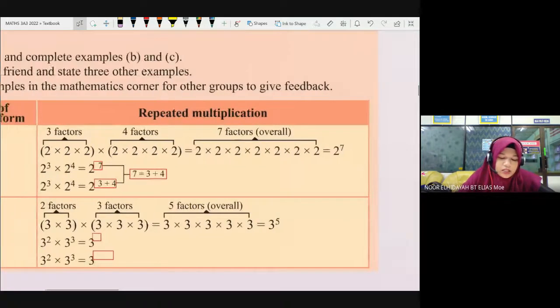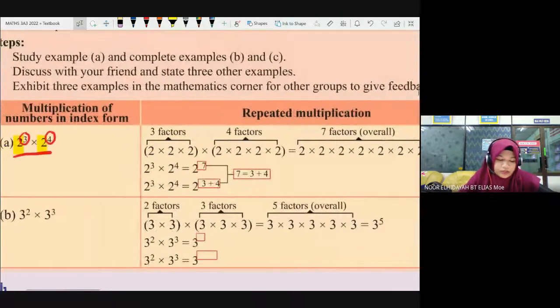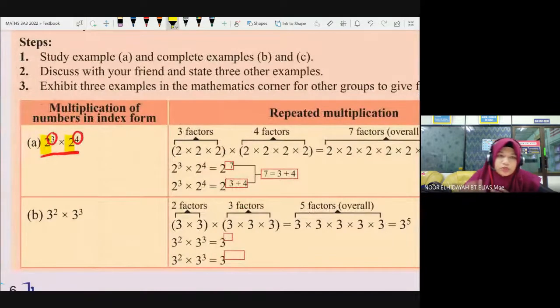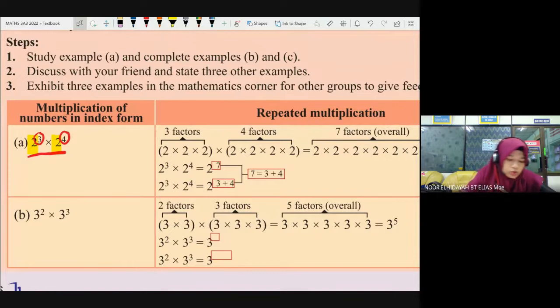Now awak tengok, by using the knowledge of repeated multiplication, 2 to the power of 3, dia ada 3 factors. There are 3 factors: 2 times 2 times 2. Kalau awak tulis semula dalam repeated multiplication, dia punya operation now ialah multiplication.